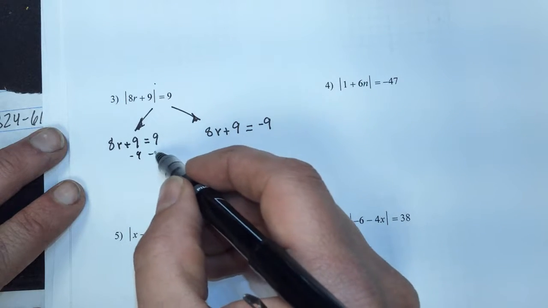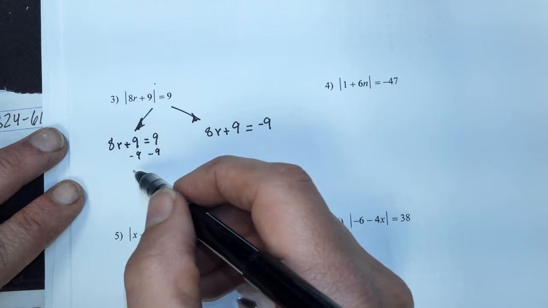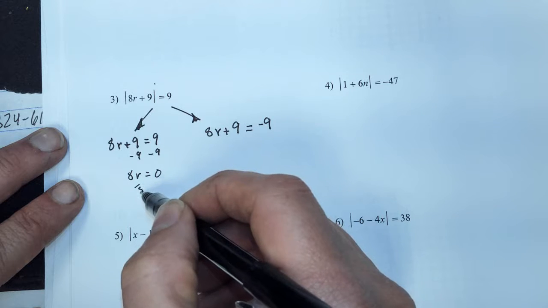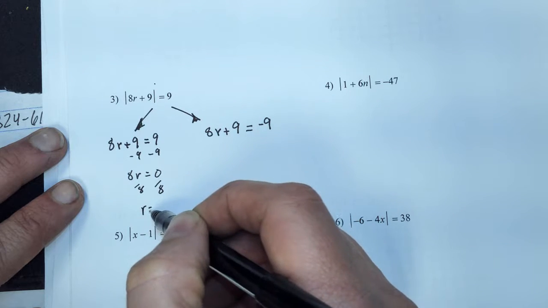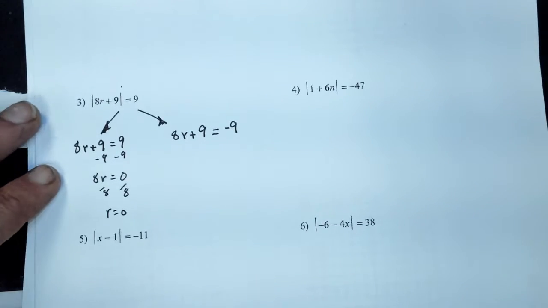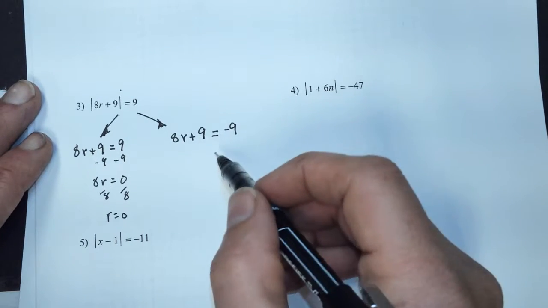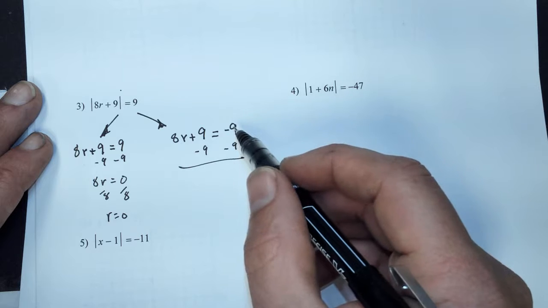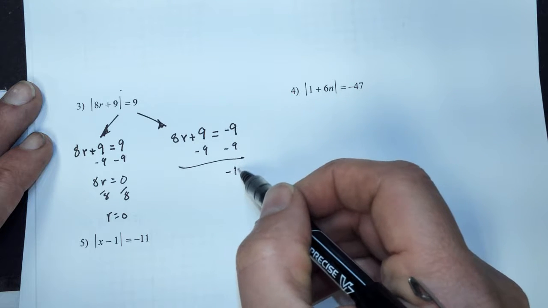So in this case, I subtract 9. I get 8r equals 0, and I divide by 8, and r equals 0. So that's not much of a solution, huh? Minus 9 to both sides on this one. Now be careful, this is not 0. Negative 9 minus 9 is negative 18.